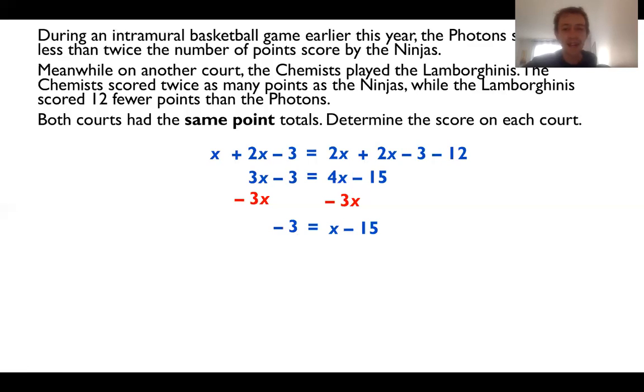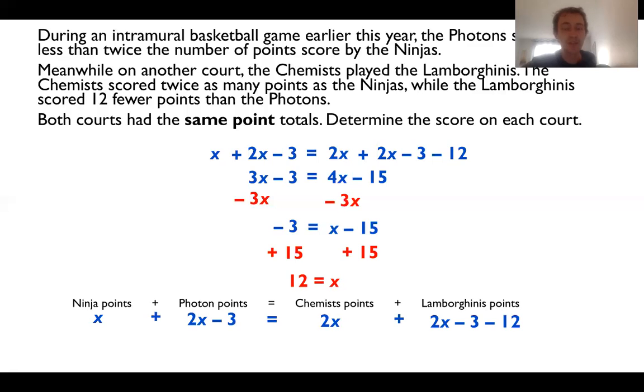Now, I've got to get that X by itself, and it's got a minus 15 there. The opposite of a minus 15 is a plus 15. So if I add 15 to here, I've got to add 15 to there. And that means I'm left with just X equals 12. There we go. We have found the value of X. So now that we figured that out.